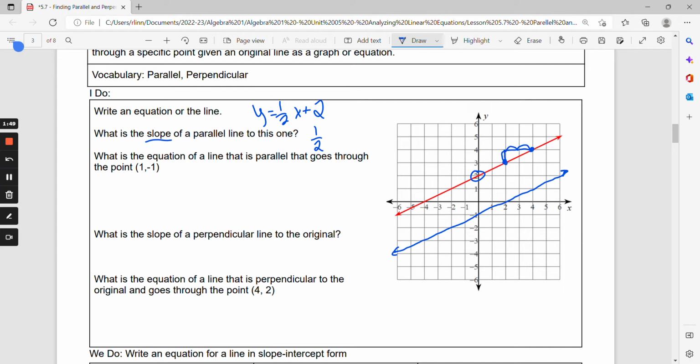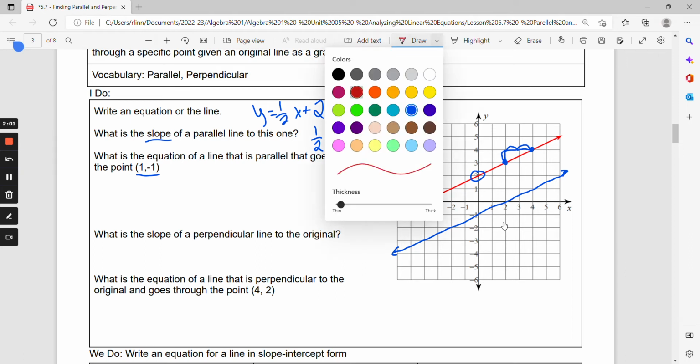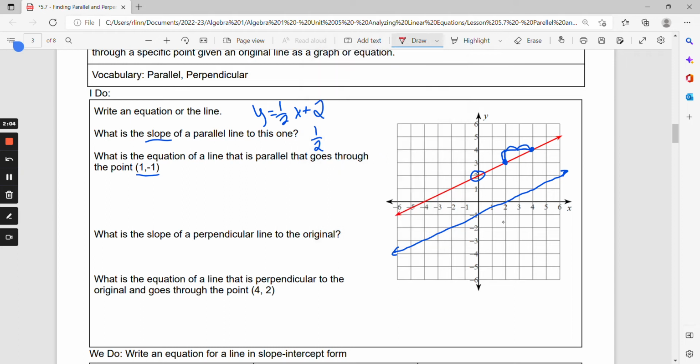Now I need to find the equation of a line that is parallel and goes through the point 1, -1. Now in order to find that line, I need to use my slope-intercept form and substitute in my point. So I have slope-intercept form. My slope-intercept form is y equals 1/2 x plus 2. That was my original equation. Now I've got a different equation this time. My second line is not necessarily going to have a y-intercept of 2. In fact, I want to make sure that it's going to intersect the point 1, -1, which means it's going to go through that point right there.